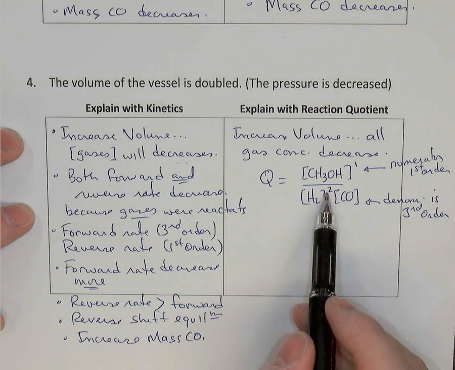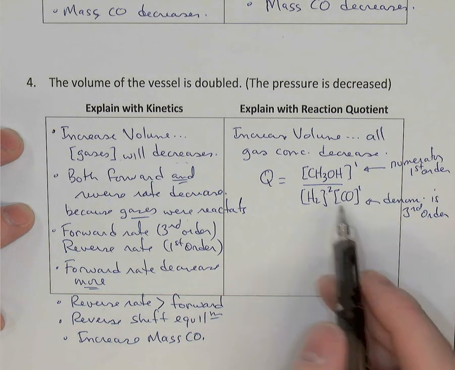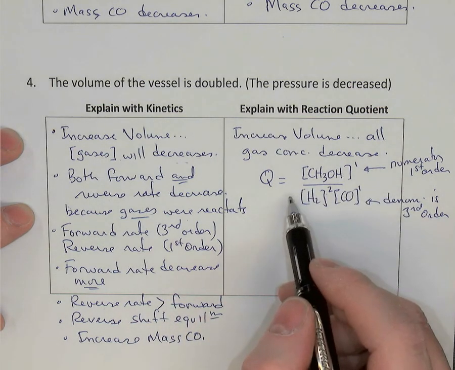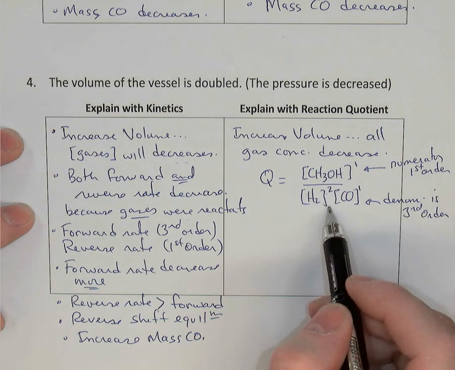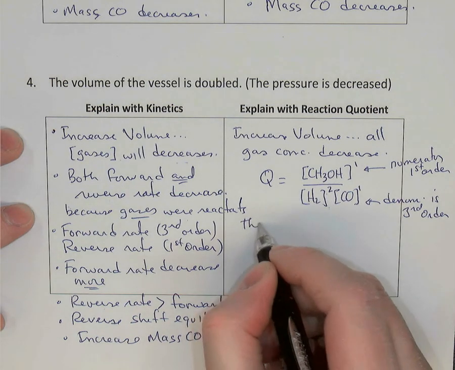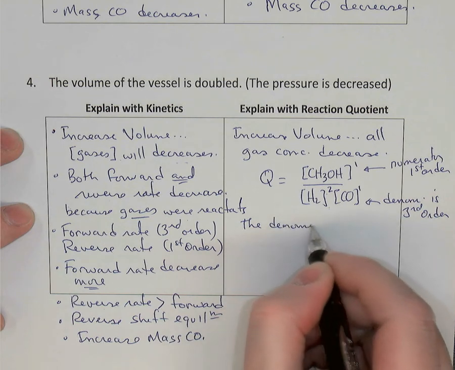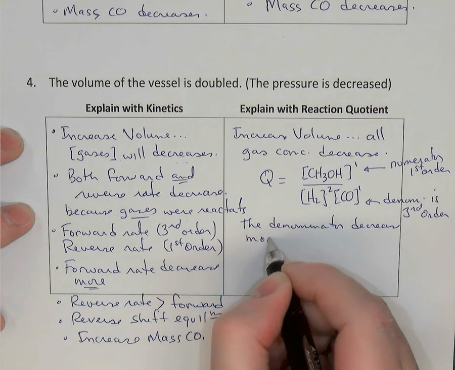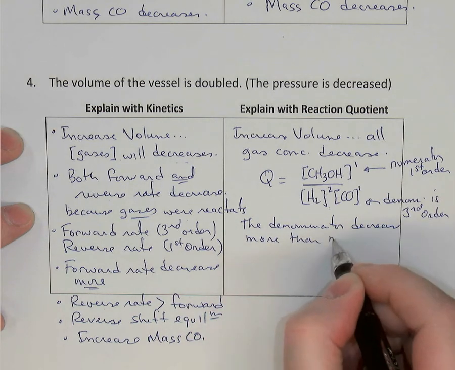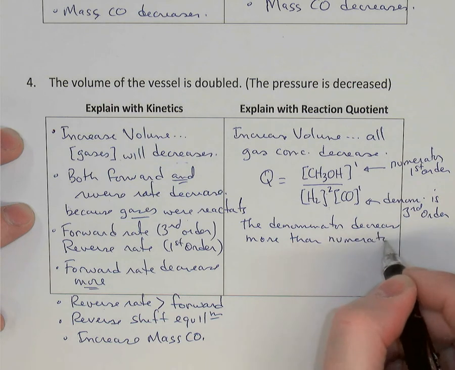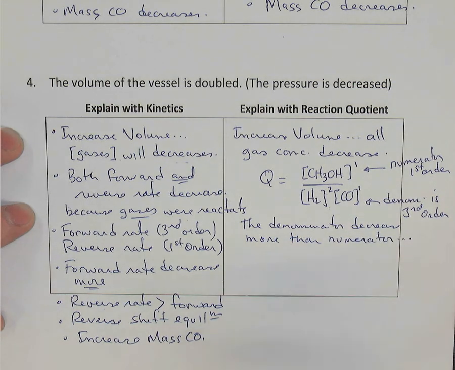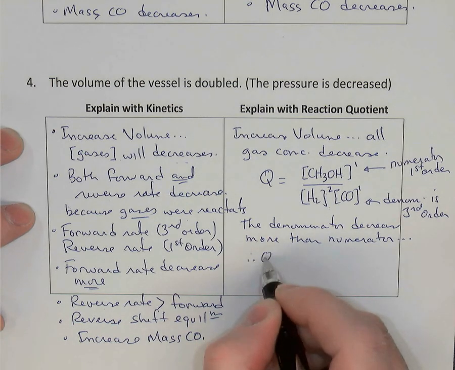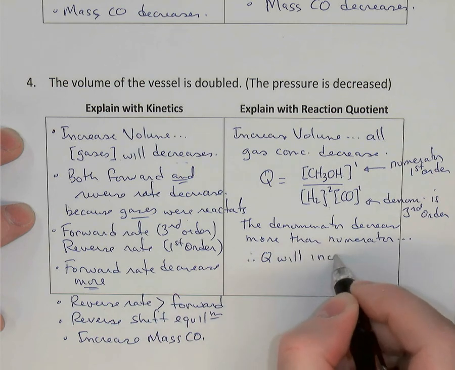The denominator has something squared times something to the power of 1, so that gives me something to the power of 3 overall. So when you decrease all of these concentrations, both your numerator and your denominator will decrease. The denominator, though, will decrease more than the numerator because it's a higher order. When your denominator is smaller, then, that will make your fraction get larger. So therefore, Q will increase.